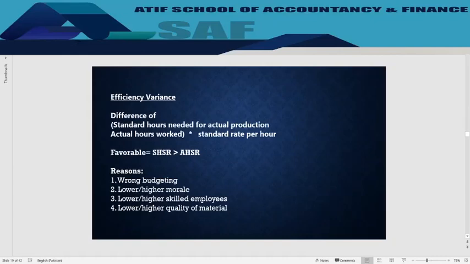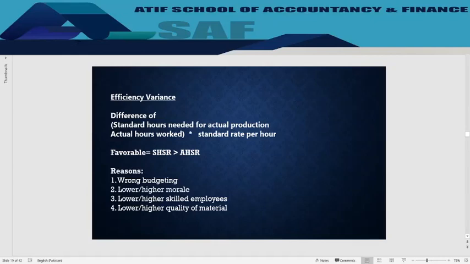The next variance is efficiency variance. This is said to be the difference of standard hours that should be used for actual production and actual hours that are used for actual production. If more standard hours are set and we have actually used fewer hours, then this variance is said to be favorable. The reasons of the variance are wrong budgeting again, lower or higher morale, lower or higher skilled employees, or lower or higher quality of material. The use of skilled employees or unskilled employees can create this efficiency variance.